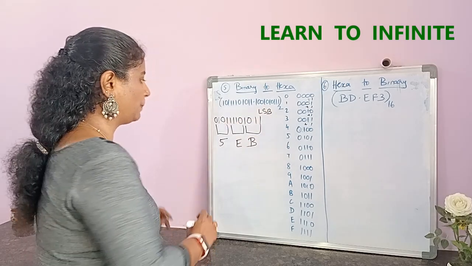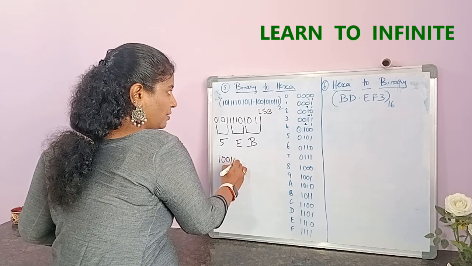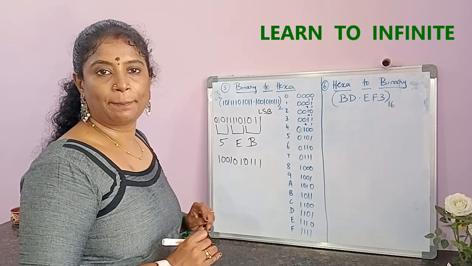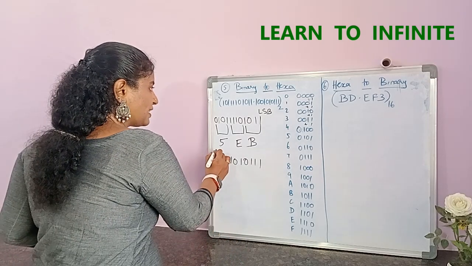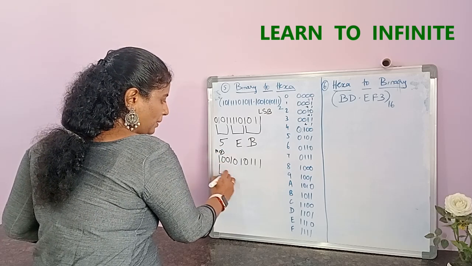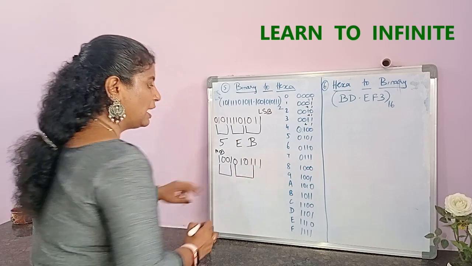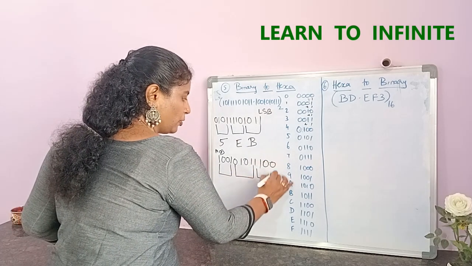Now moving on to the fractional part. The fractional part is 1 0 0 1 0 1 0 1 1, right? So for the fractional part you have to start with, yes, good, MSB. So we are starting with MSB, not LSB, right? So split it up into 4 digits. It is 1 0 0 1, 0 1 0 1, 1. So 3 bits are missing here. So we are suffixing it with 0s.